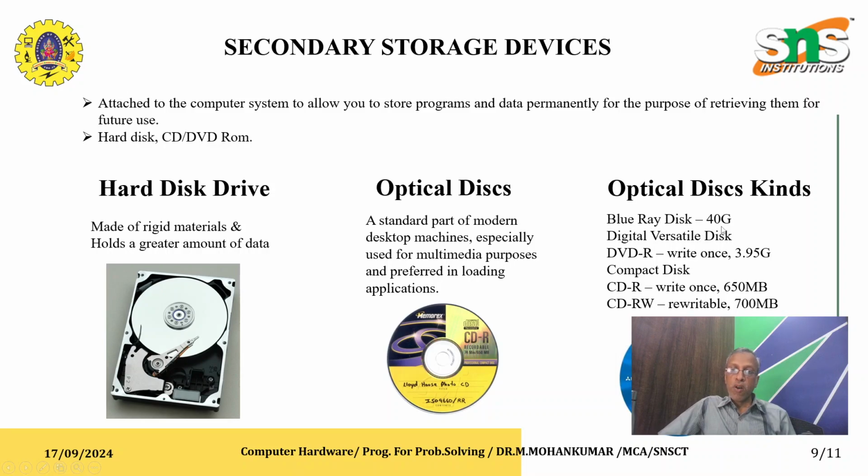Blu-ray disk is 40 GB, and the digital versatile disk, DVD-R write once, is 3.95 GB. The compact disk CD-R write once has 650 MB capacity, and CD-RW is read and write. It is possible to read and write on the same disk itself.